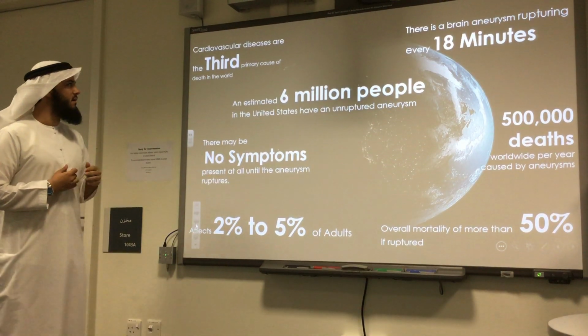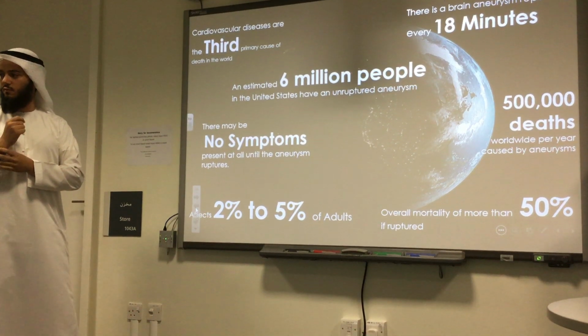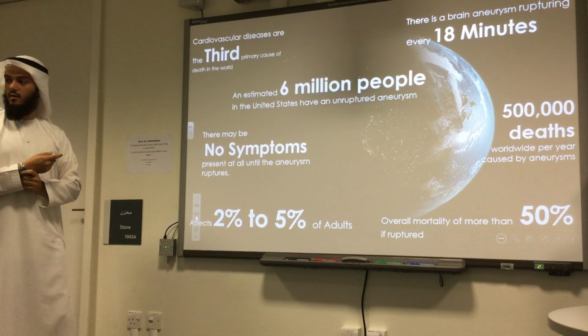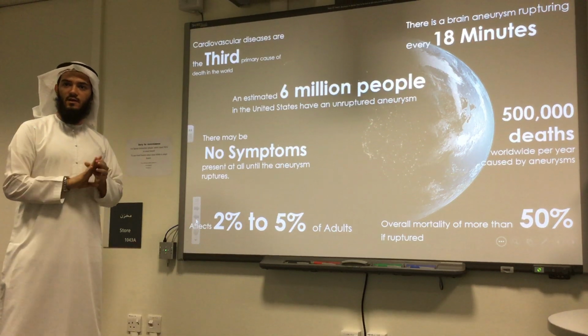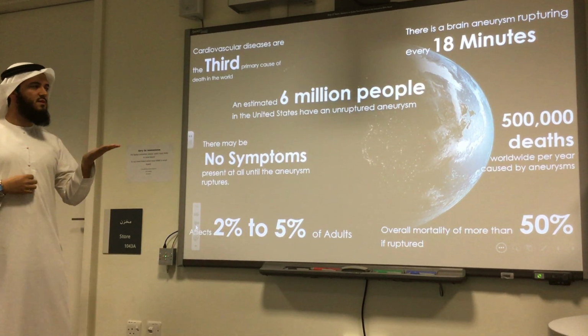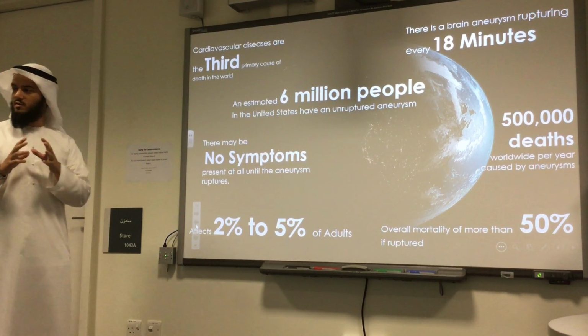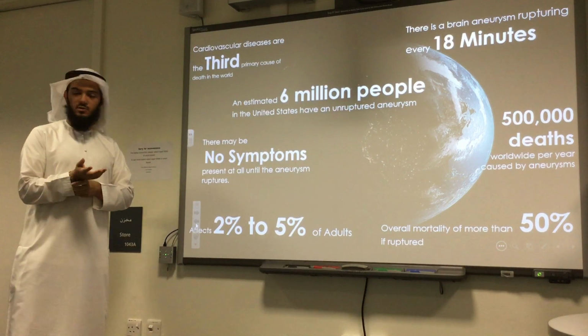Some data. First of all, cardiovascular diseases are the 3rd primary cause of death in the world. And cerebral aneurysms are considered a cardiovascular disease. Also, an estimated 6 million people in the United States have an unruptured aneurysm. So it's unruptured yet. It might rupture, it depends.